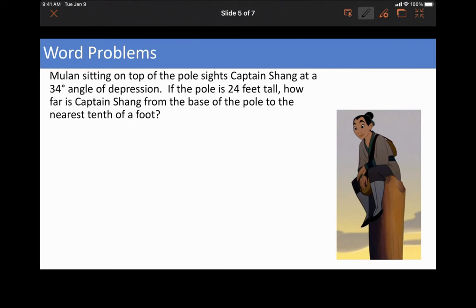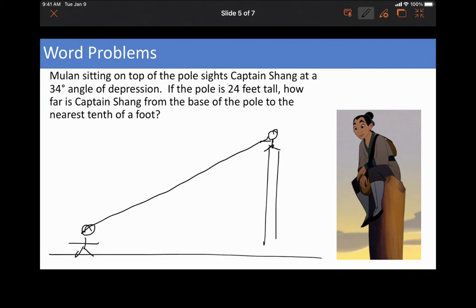Okay, and then the next thing is you want to draw a picture. So Mulan is sitting on top of a pole. There's Mulan sitting on top of a pole. And Captain Zhang, and he's down here. Always know where the ground is. This is an important thing. Okay. Now the angle of depression is from the horizontal to the transversal. So here is 34 degrees. This is really important. It's not here, it's up there.